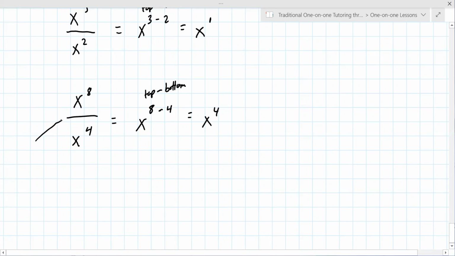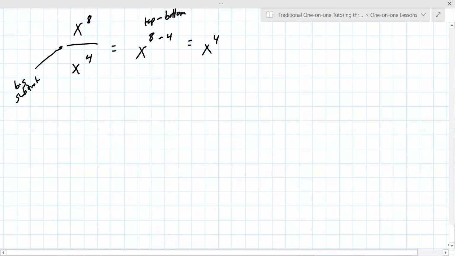Some people view this as a big subtraction, and when they see the fraction sign right here, it helps them. We'll see how it goes for you. So let's try one that's a little bit different. What about x squared over x to the 7th? Negative, x^-5.